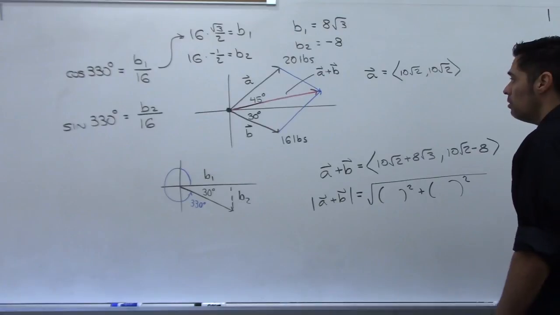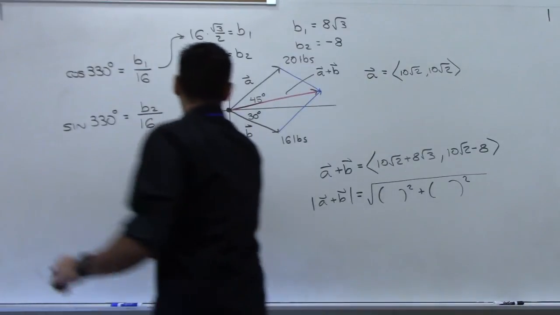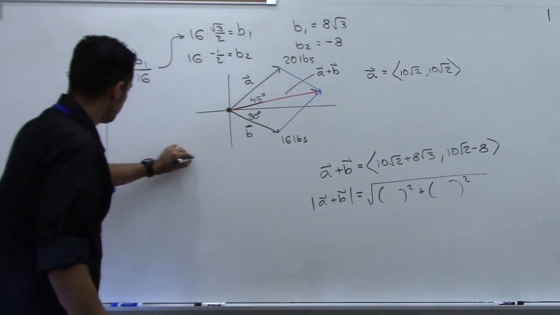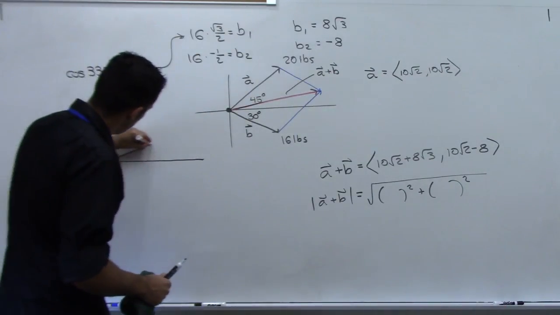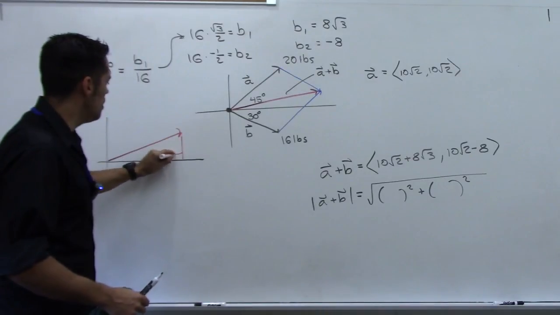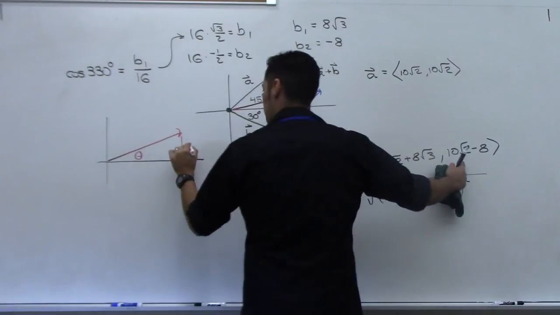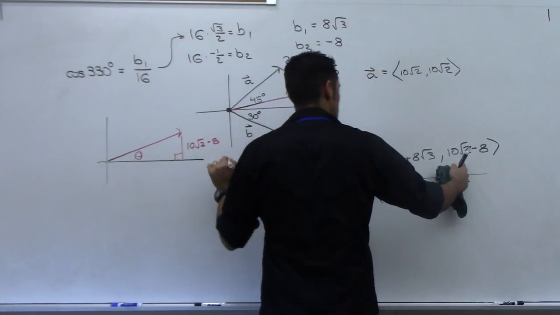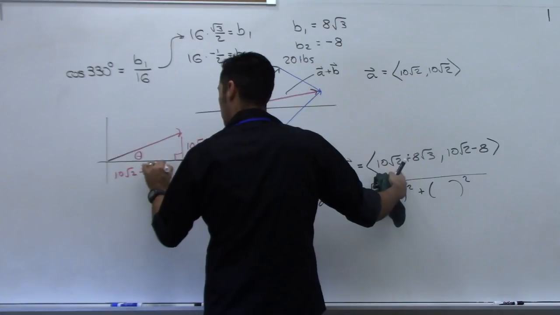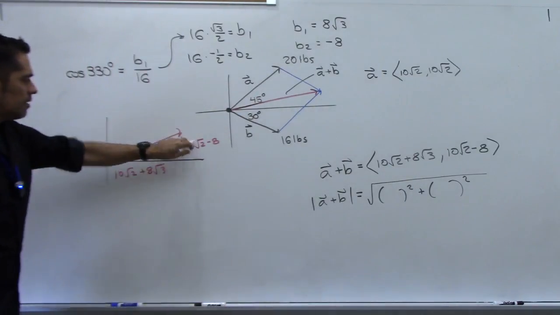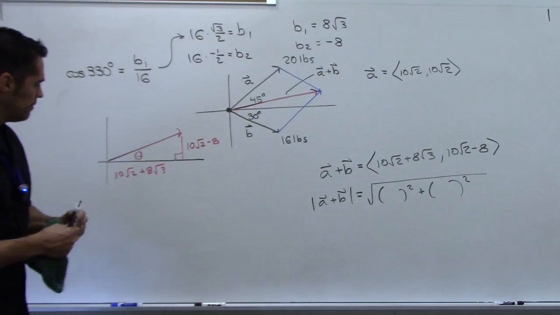And then to find the angle, I'll draw the picture so you can see it. You're trying to find this angle, I'll call it theta. You actually know the height here. It's this right here, 10 root 2 minus 8. And you know this length right here, which is 10 root 2 plus 8 root 3. So if you want, get that on a calculator with a decimal, and then just do arctangent in order to figure out what that angle is.